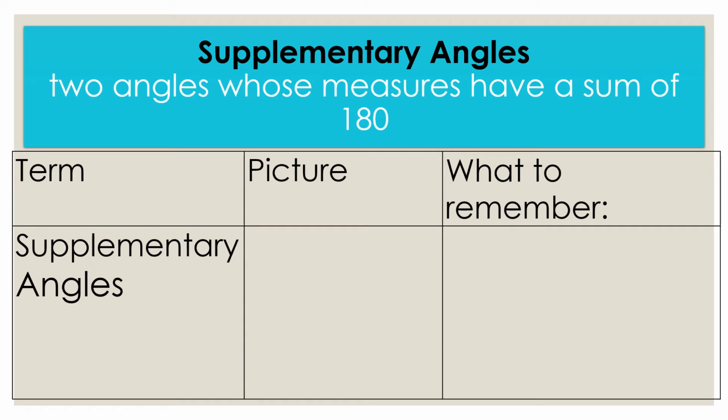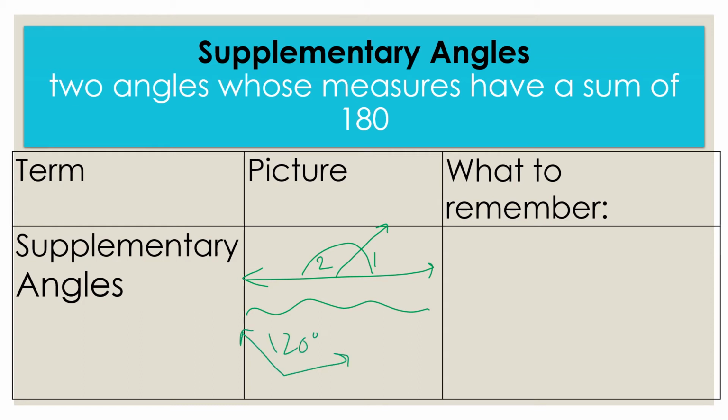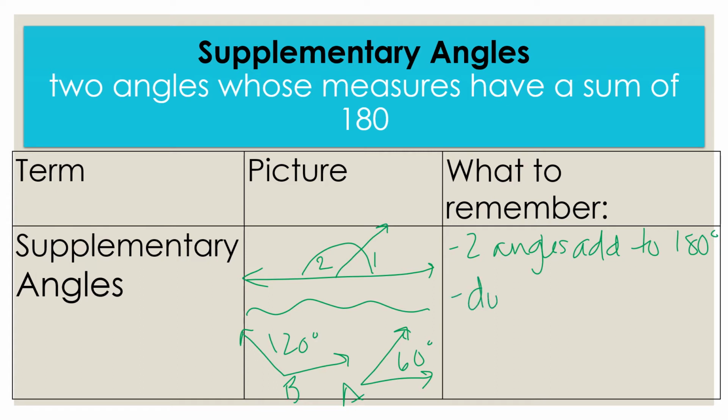Supplementary angles are two angles whose measures have a sum of 180 degrees. So we could have the same line, or angles like this. So 180 degrees would be like that. Or we could have two angles. So we could have a 120 degree angle, that's angle B, and we could also have a 60 degree angle for angle A. So two angles add to 180 degrees. They don't have to be adjacent.